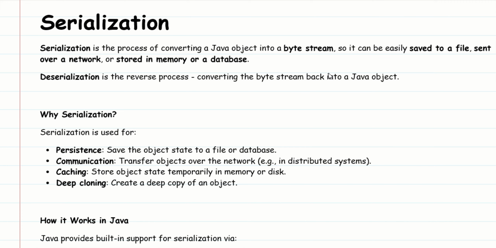Why serialization? For persistence, to save the object state to a file or database. For communication, like transferring objects over the network, and for caching and deep cloning. It creates a deep copy of an object.